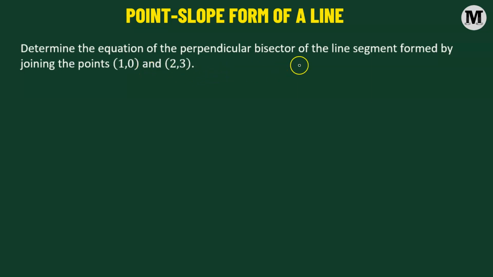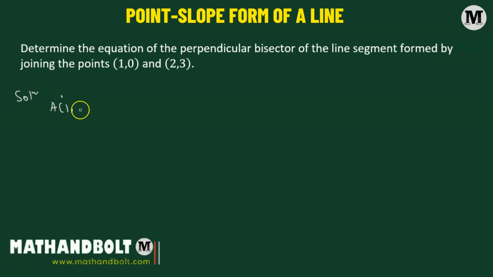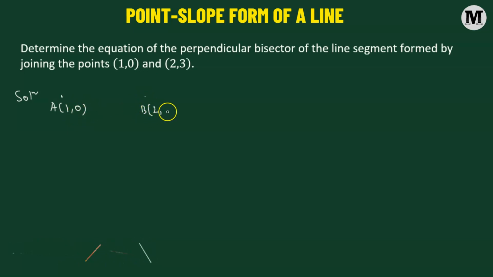Determine the equation of the perpendicular bisector of the line segment formed by joining the points (1, 0) and (2, 3). Let us begin. Now let's say we have a point A having the coordinates (1, 0). We have another point B. B has the coordinates, let's say, (2, 3). Let's join point A and point B with the help of a straight line.